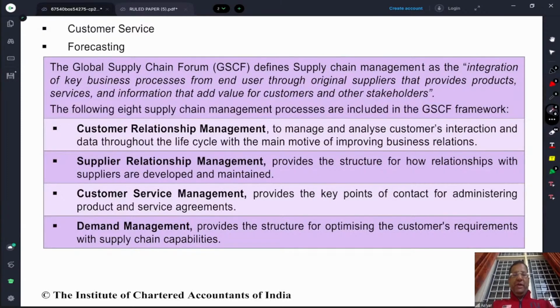I'm waiting for your answer, beta. Then only you will appreciate the definition of Global Supply Chain Forum, how thoughtful the word selection has been in the definition. Anyone, beta? Anyone who wants to communicate why the word original has been used before the supplier? It's not about original or duplicate supplier. No? It's not about that sense, beta.